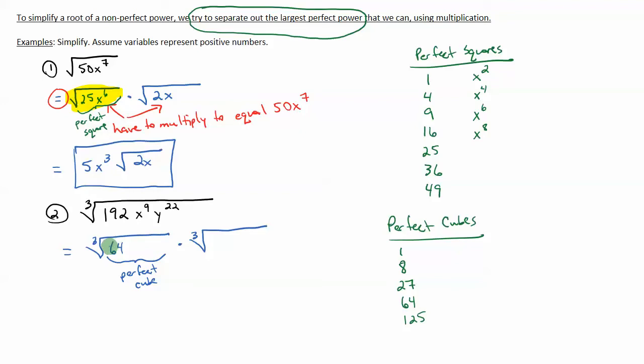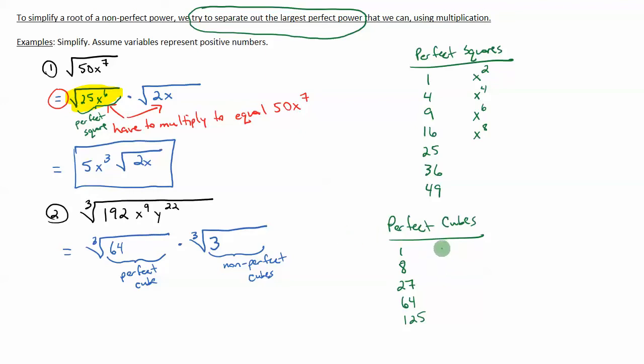I'm going to do this one a little differently because you might like it better. I'll put my 64 here, but I know that in my second step everything has to multiply together to be 192. Well, 64 times 3 is 192, so I'll go ahead and put my 3 over here under my non-perfect cube radical. So you could think about it that way. These are my non-perfect cubes.